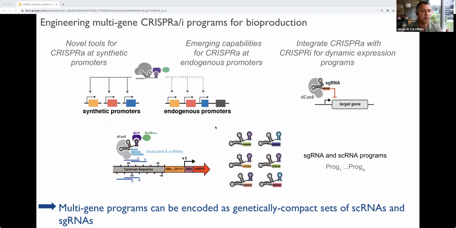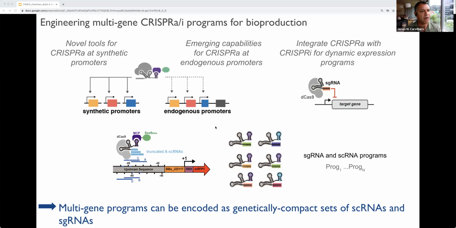We now have a set of tools and emerging capabilities for engineering multi-gene CRISPR-AI programs in bacteria and cell-free systems that are derived from bacteria. So we can encode these programs as genetically compact sets of scRNAs and sgRNAs. These CRISPR-AI programs can specify a lot of different functions. We've already seen that we can activate heterologous genes, we can activate and repress endogenous genes, we can implement dynamic expression programs. I don't mean to give you the idea that this is all solved.